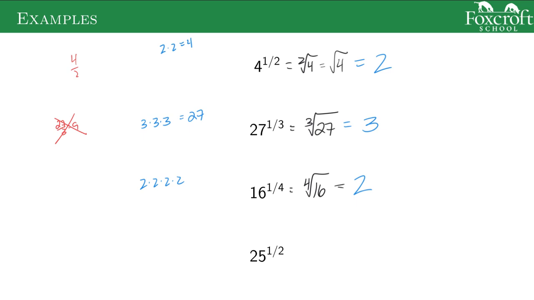All right, so go ahead and try this last one, 25 to the 1/2, on your own. And the answer you should get is 5, because 25 to the 1/2 is the square root of 25, and 5 times 5 is 25, so its square root is 5.